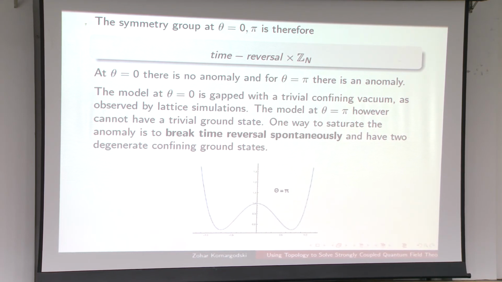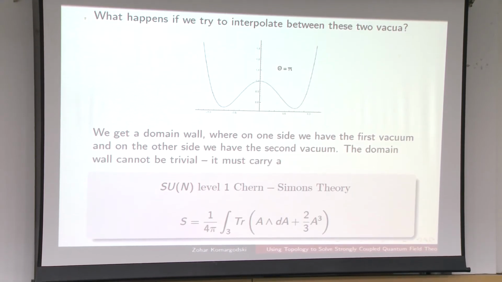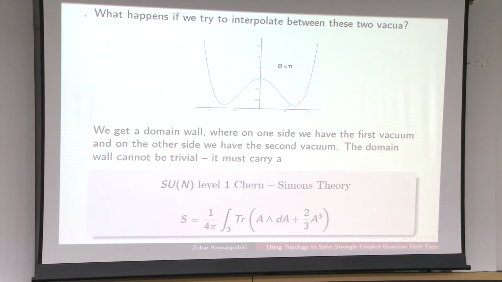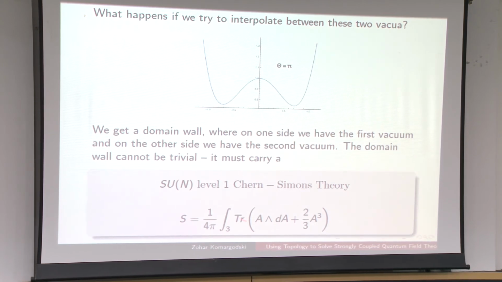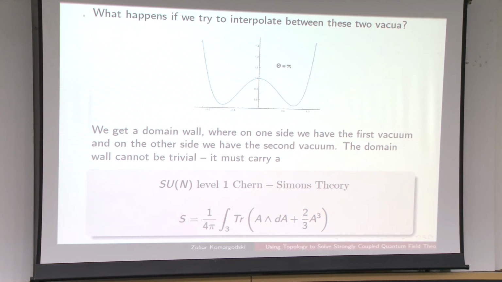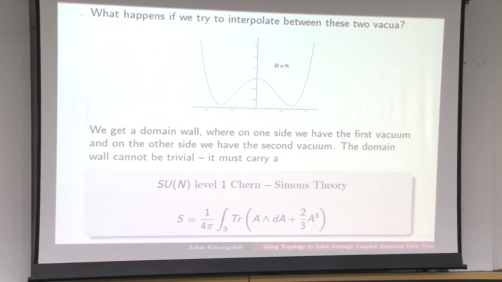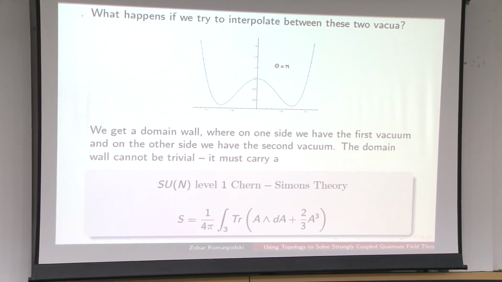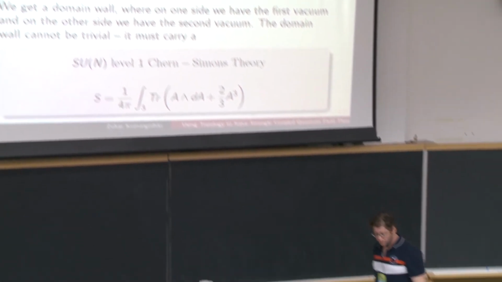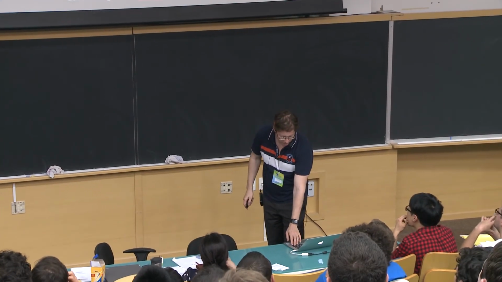And you can ask an interesting physical question. What happens if you try to interpolate between these 2 ground states? Unlike in quantum mechanics, we have space. So we can try to interpolate between one ground state and another. And I'm just going to mention, for the people in the audience who are interested in quantum Hall and 3D systems, it turns out that when you try to interpolate between these 2 ground states, the theory that lives on the domain wall that separates one vacuum from another is an SU(N) level 1 Chern-Simons theory. That follows from the anomalies almost uniquely.